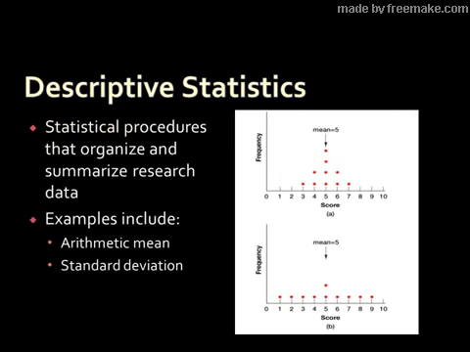Okay, descriptive statistics are procedures that essentially make it easier for you to summarize the findings that you have. So these are ways to organize and summarize results. Examples of descriptive statistics that you probably already know about are things like the mean, which is the average, standard deviation, which is a measure of the variability in a set of scores, the median, which is the middle score, the mode, which is the most frequently occurring score, and so on.